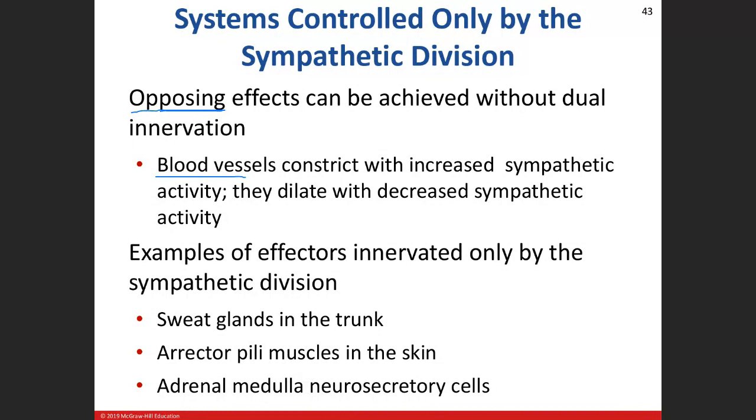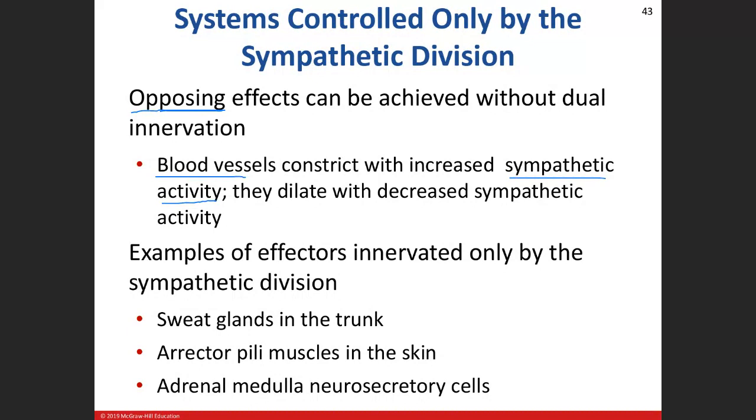But in this case, for our blood vessel diameter, it all depends on the sympathetic activity, okay? If we turn the dial up on the sympathetic activity, we're going to release more of that neurotransmitter, and we're going to get further constriction. The opposite will happen if we turn the dial down on that sympathetic activity. We'll release less neurotransmitter, to the point where we'll have more vasodilation.